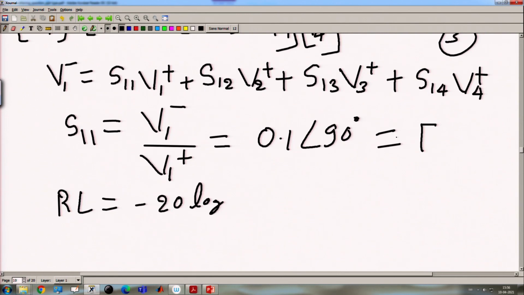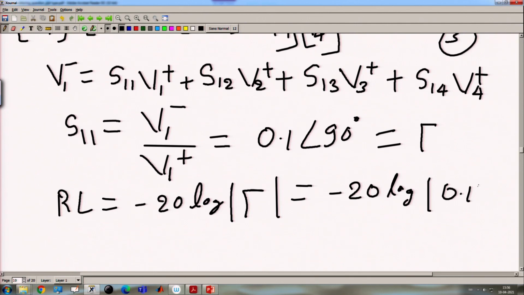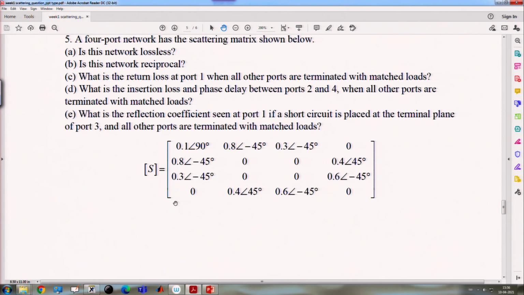return loss equals minus 20 log of mod of gamma, that will equal minus 20 log of 0.1, that will equal 20 dB. So, this is the answer for the third part. Next part is: what is the insertion loss and phase delay between port 2 and 4 when all other ports are terminated with match load. So, insertion loss between 2 and 4 when other ports are terminated with match load.